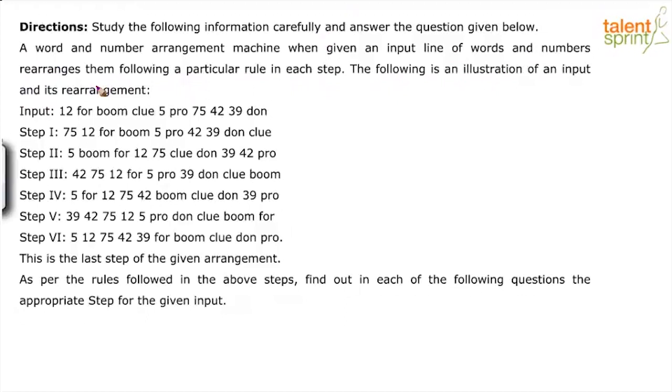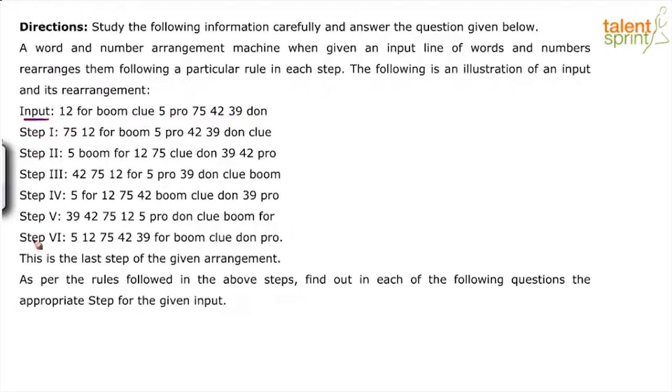So basically the regular process, right? There's a word and number rearrangement machine. You give some input line of words and numbers. It rearranges them following a step-by-step process and gets the desired output. So one illustration has been given here, right? Look at the input. Input is 12 for boom, clue, 5 pro, 75, 42, 39 dawn.